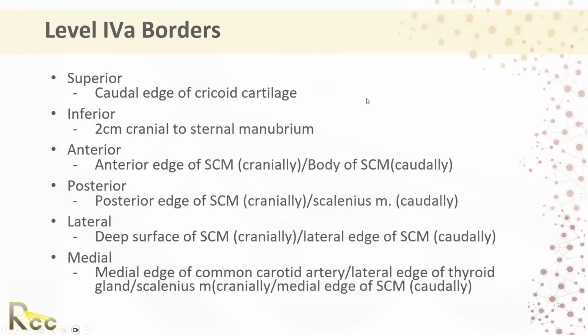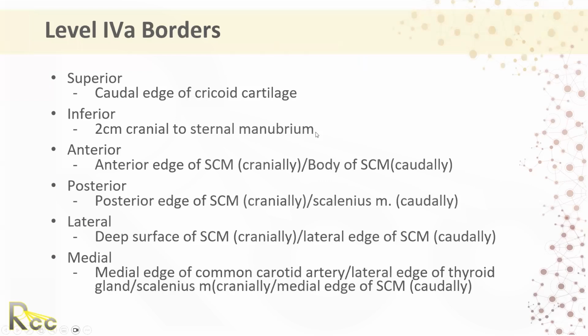So let's review the borders. The superior border for level 4A is the caudal edge of the cricoid cartilage. Inferiorly is 2 cm cranial to the sternal manubrium. This is that arbitrary caudal border where they said most neck dissections end around here. So they said 2 cm cranial to the sternal manubrium.